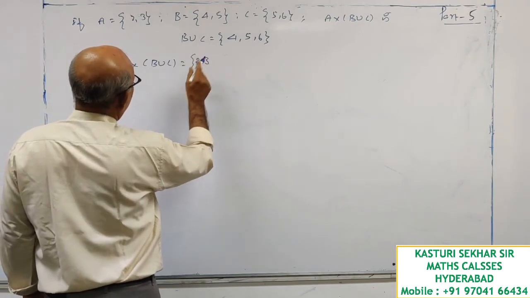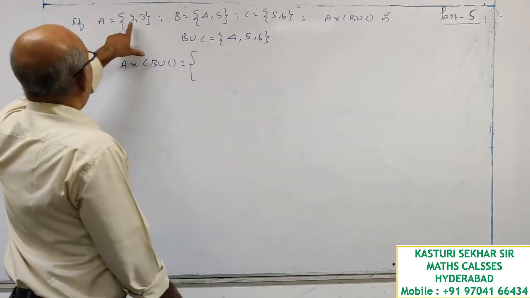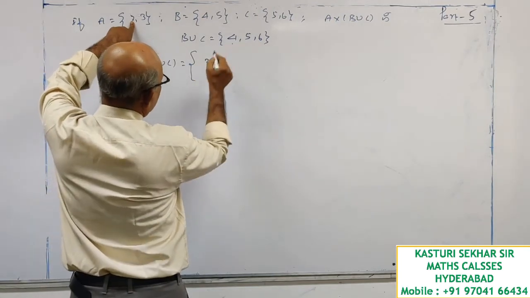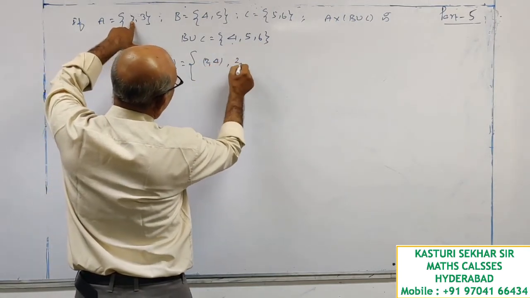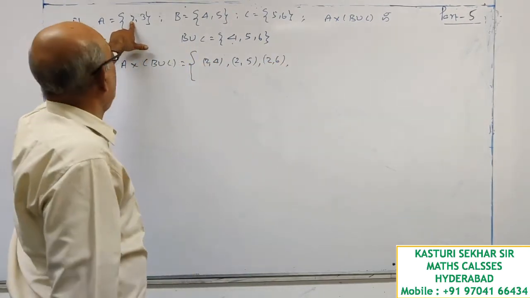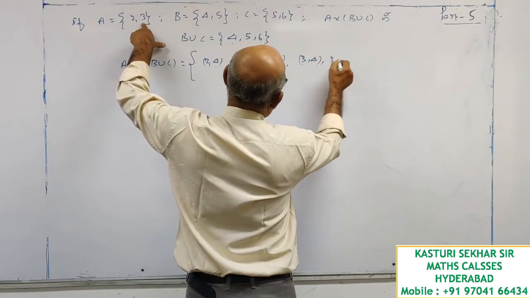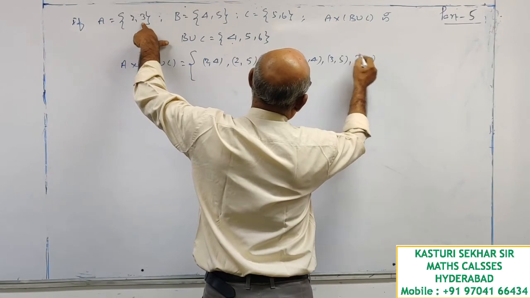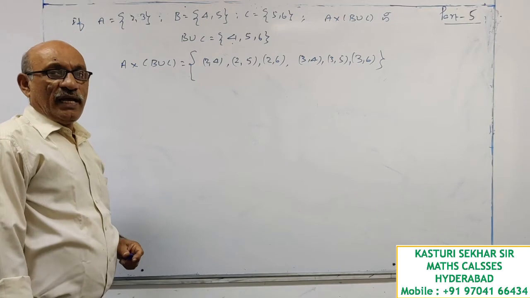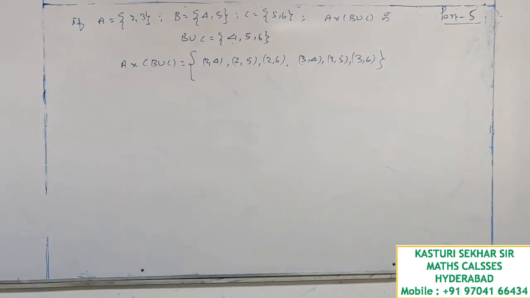For this cross product, it is a set. First, take the first element of set A, 2, with the first element of B union C, the second element of B union C, and the third element of B union C. Next, take the second element, 3 comma 4, 3 comma 5, 3 comma 6. So this is A cross B union C. Okay.